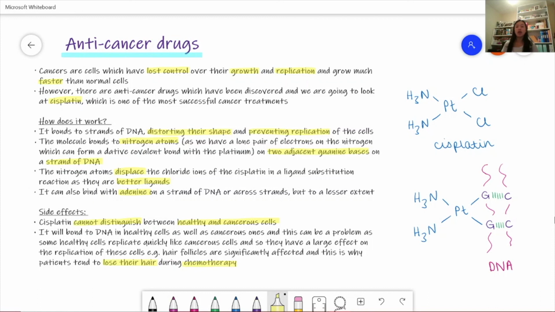And something also really important to remember is that if we have transplatin, which is cisplatin, but instead of these 2 groups being on the same side, they're on opposite sides. If we have transplatin, it does not work as an anti-cancer drug.